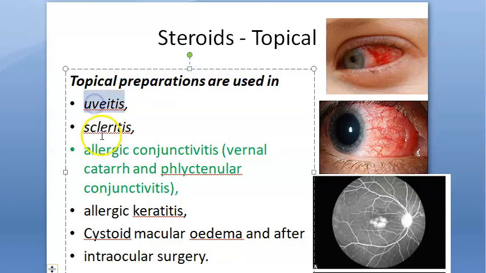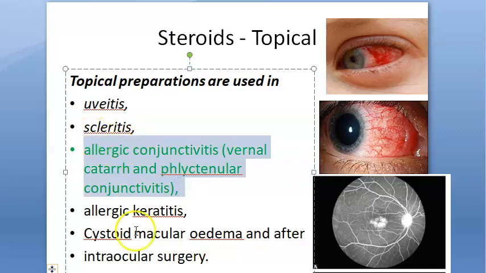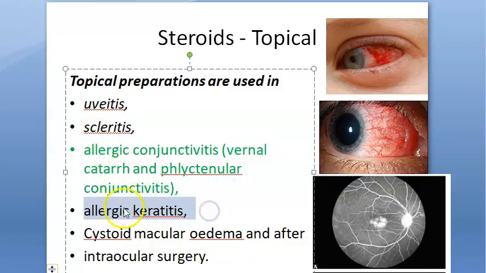So you would use it in uveitis, scleritis, allergic conjunctivitis. Remember in vernal keratoconjunctivitis, you have studied this, right? Phlyctenular also is kind of allergic, so they are giving it in allergic conjunctivitis. Allergic keratitis also they are giving. Cystoid macular edema they are giving. Uveitis, scleritis, don't forget. I'm sure you will write allergic conjunctivitis and allergic keratitis because it is an allergic reaction. You are giving steroids. You'll remember that very well.